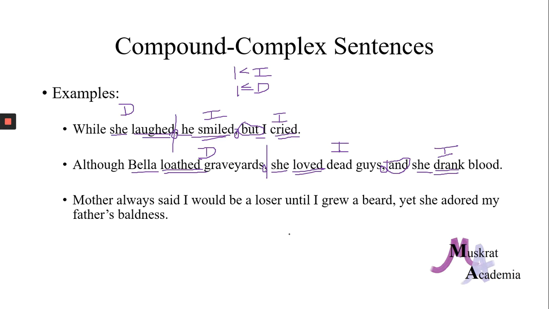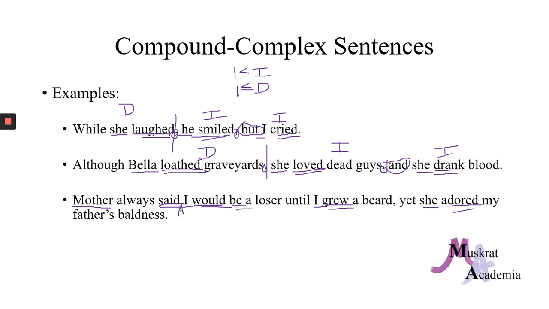Mother always said I would be a loser until I grew a beard, yet she adored my father's baldness. This is quite a weird sentence. First of all, let's look for any infinitives or prepositional phrases, which I'm not seeing here, so let's look for our verbs: said, would be, grew, adored. Who adored? She did. Who grew? I did. Who would be? I would be. Who said? Mother said. Mother always said.